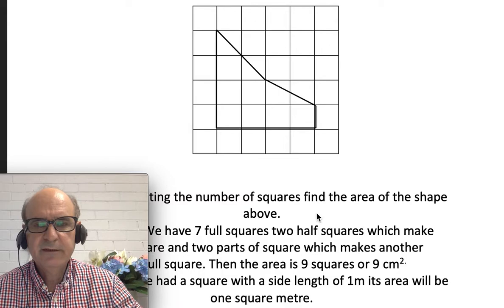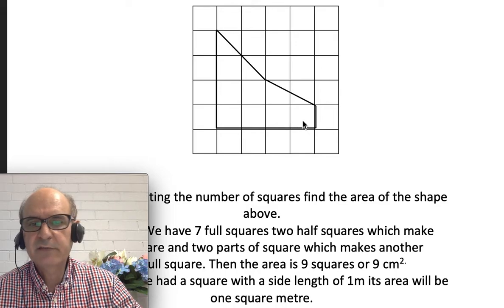Let's look at a more complicated shape. We want to see what is the area of this shape. So obviously we need to count the number of squares that are fitting inside that. I have 1 here, 2, 3, 4, 5, 6, 7. These are the whole squares that we have.